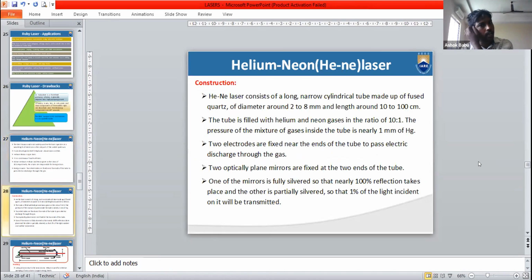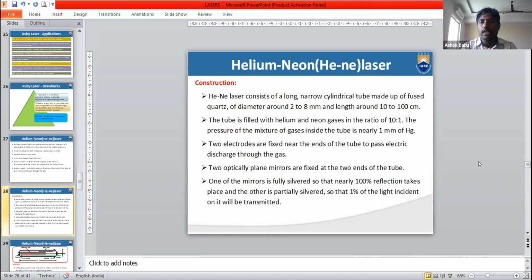Coming to the construction, the helium-neon laser consists of a long, narrow cylindrical tube made of a fused quartz discharge tube. The diameter is 2 to 8 mm and the length is 10 to 100 centimeters, so the size varies between these dimensions. The tube is filled with helium and neon gases in the ratio of 10:1. The pressure of the gas mixture inside the tube is nearly 1 mm of Hg, and two electrodes are fixed near the ends of the tube to pass the electric discharge through the gas to excite the neon.